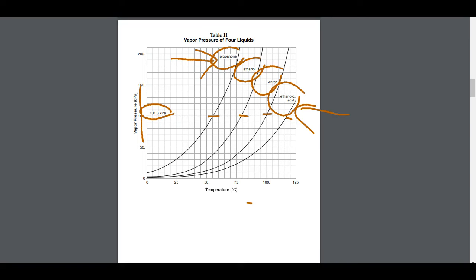Vapor pressure, temperature. There's nothing here about volume. So it doesn't matter if you have a small container or a very big container. Your vapor pressure is dependent on your temperature.